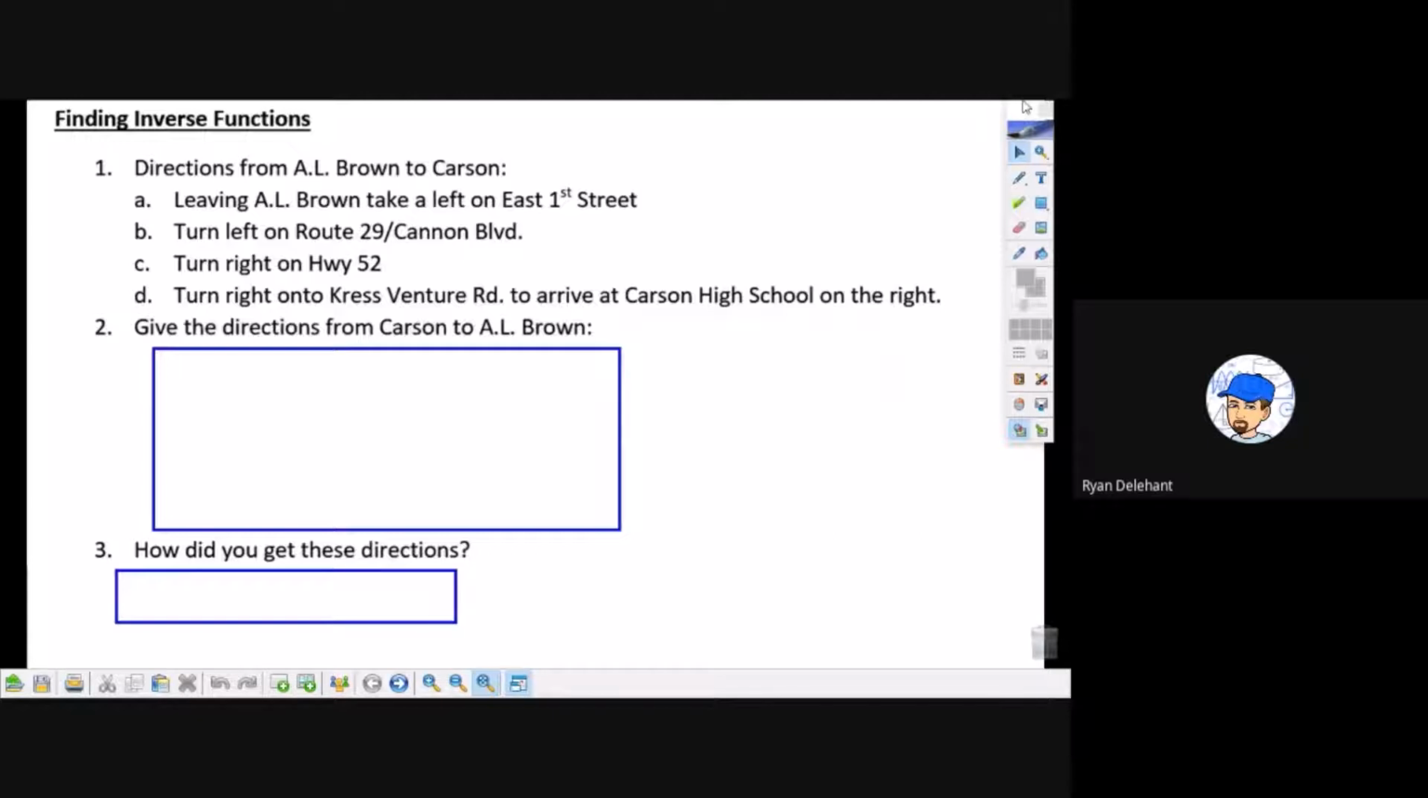So it says directions to Carson. You leave A.L. Brown and you turn left onto East 1st Street. Then you turn left onto Highway 29. Drive down the road for a while. Turn right onto 52, right onto Crest Venture Road, which is that road that leads you straight into Carson. And then you drive down into the woods and you're at Carson. How would you get back?